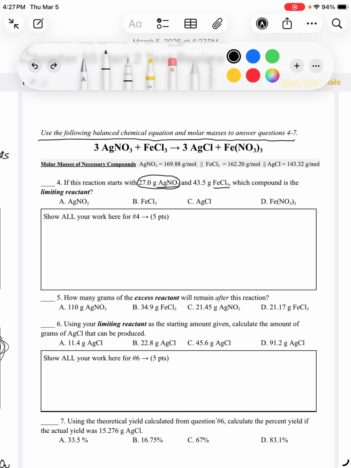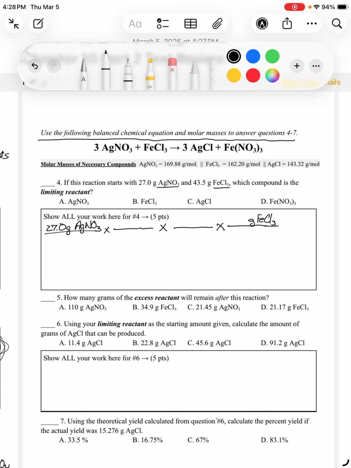So in order to do this, we have to convert each one individually into the same unit of the other reactant. So we start with 27.0 grams of silver nitrate. And we're going to turn that into grams of our other reactant, which in this case is going to be iron 3 chloride. That's our end goal, FeCl3.